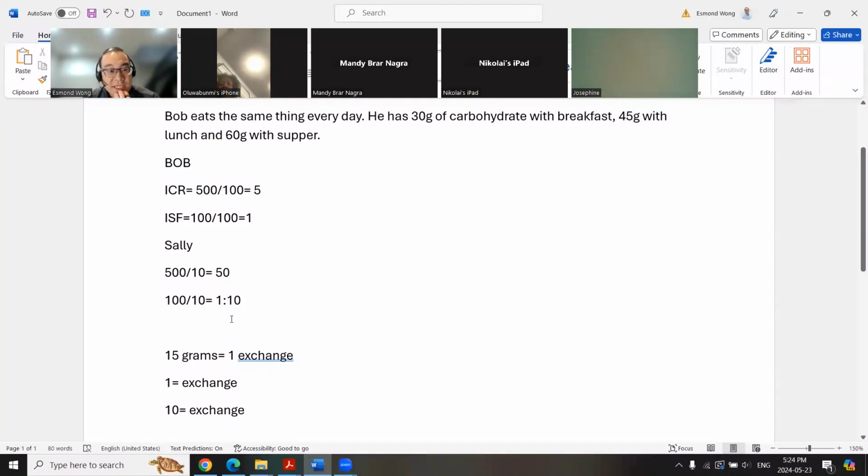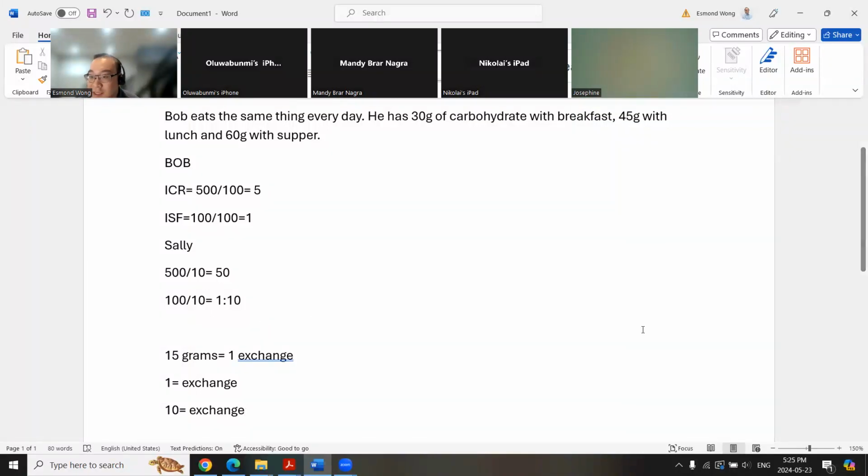Yeah, so does that make sense, Mandy? Yes, it does. I could not figure out what this exchange thing was. Now it makes sense. Thank you. It's just an old school way of calculating insulin to carb ratios. If you look in the Libre meters and stuff like that, they'll ask you, do you want to measure things in grams or exchanges? And that's what it's asking you. Perfect. Thank you.